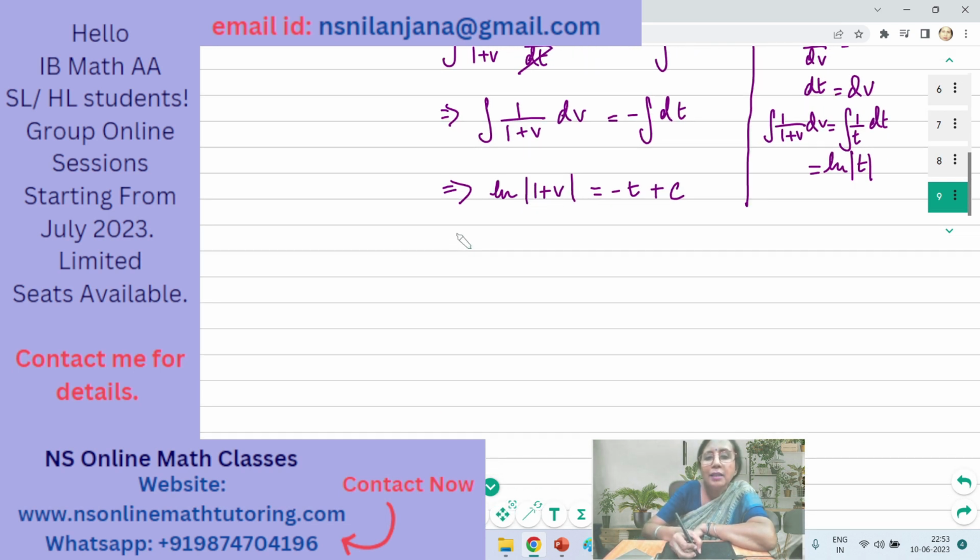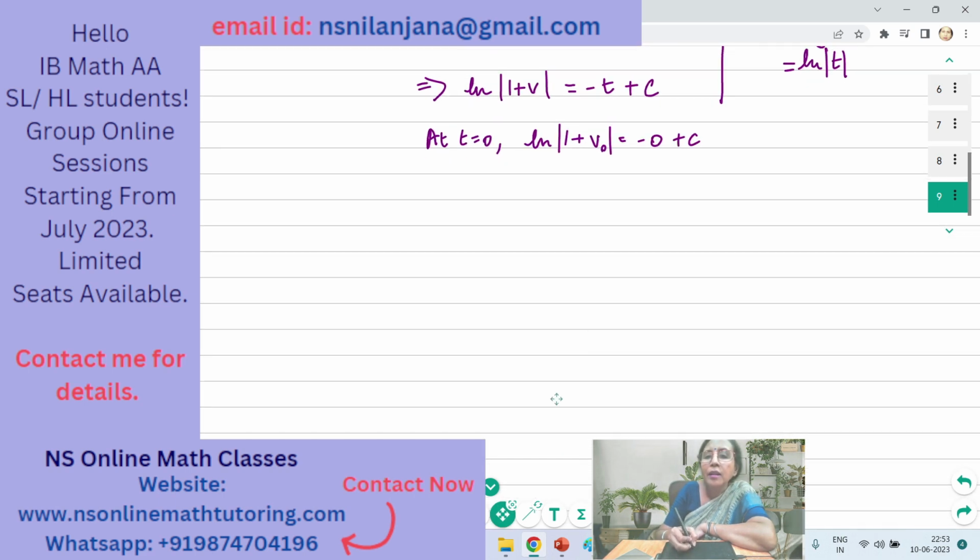So, at t equal to 0, it is ln of 1 plus v0 equal to minus 0 plus c. And that means c is equal to ln of modulus 1 plus v0. Okay.